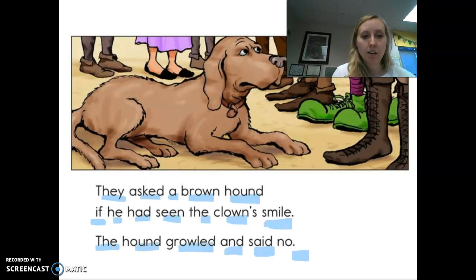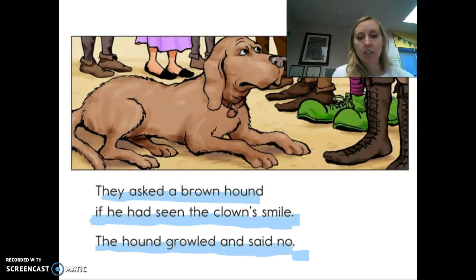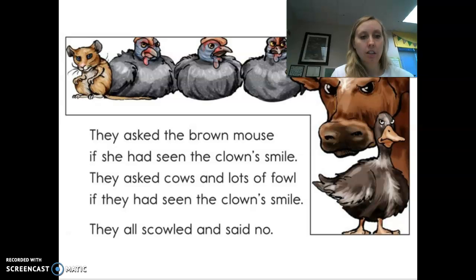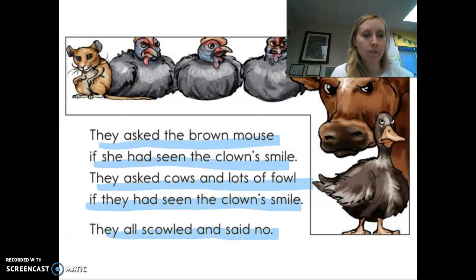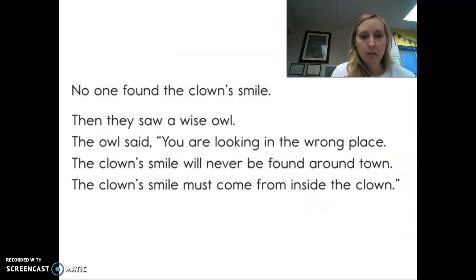Ready, begin. They asked a brown hound if he had seen the clown's smile. The hound growled and said no. Okay, together. They asked the brown mouse if she had seen the clown's smile. They asked cows and lots of fowl if they had seen the clown's smile. They all scowled and said no. Okay, your turn, ready, begin.